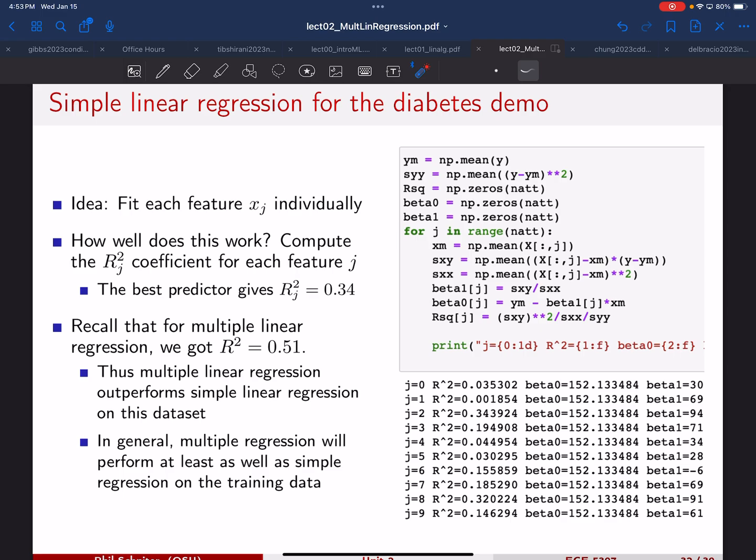And what we did is we tried to use each one on its own to do prediction. In this case, we're using the first feature to do prediction. And in that case, this was our intercept coefficient, this was our slope coefficient, and this was our R-squared. If I use the next feature, j equals 1, this was my R-squared, and so on. Let's take a look at these R-squared values.